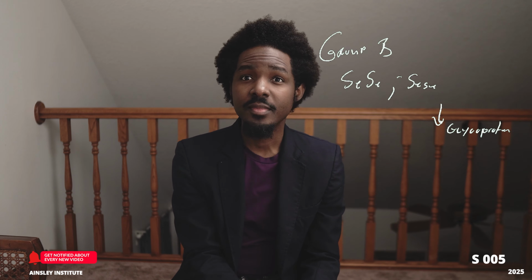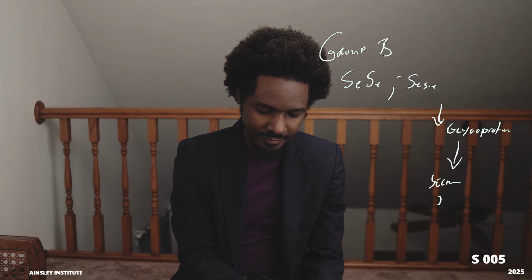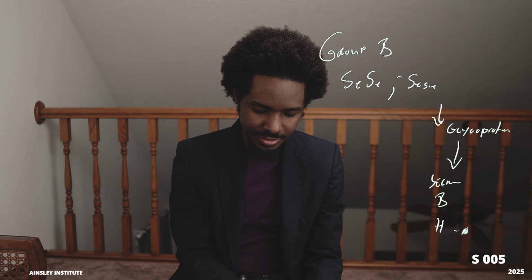But what if the person is B? Let's go to that. The person is group B. We expect them to have the secretor genes as well, Se Se or Se se, and they are still going to have their glycoprotein, giving us a direction towards the secretion of the B and the H antigen.